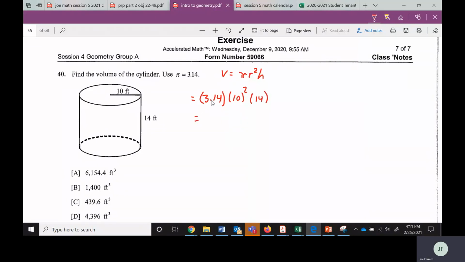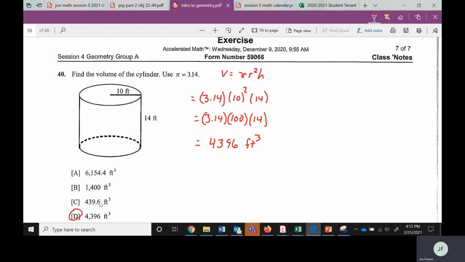Order of operations here. Do not multiply 3.14 times 10. You need to do exponents first. So it'd be 3.14. 10 squared is 100. And you still have the height there. Now you'll take all three of these and multiply them. Use your calculator. And you're going to get 4,396 cubic feet or feet cubed. And be careful, these two look similar, but it's going to be letter D.